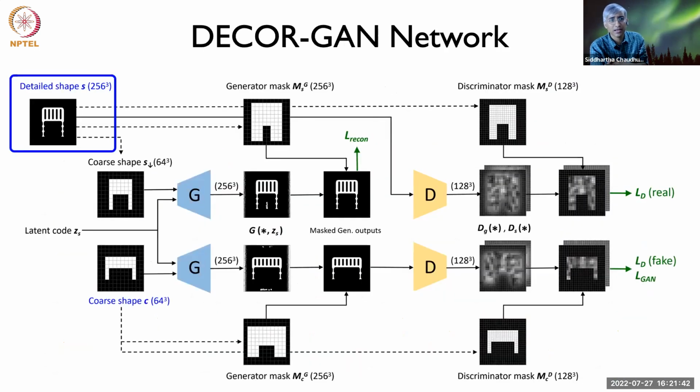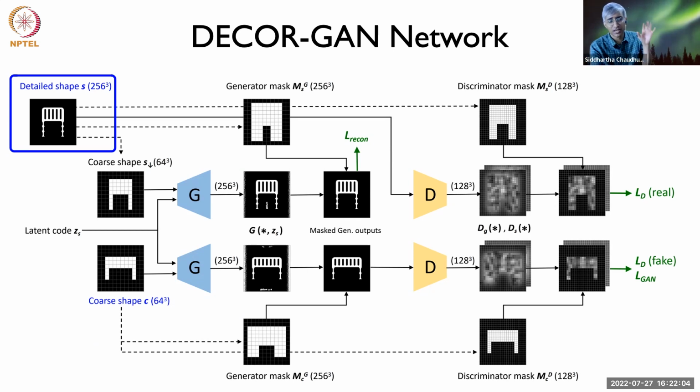What does this look like? I'll probably skip over some of these details. Okay, so the broad idea is that all of these networks are trained with what is called self-supervision. You give it a set of shapes, it constructs coarse versions of them, and then figures out how to invert this process to go from the coarse shape back to the detailed shape.